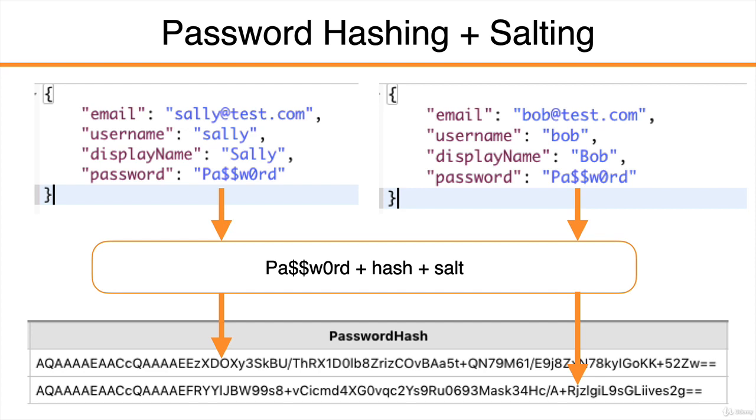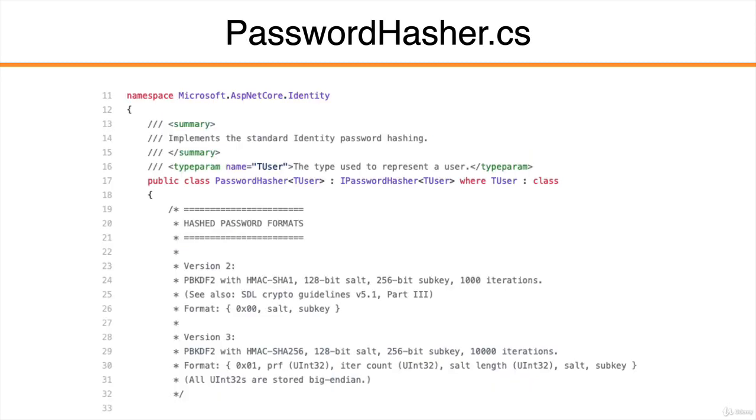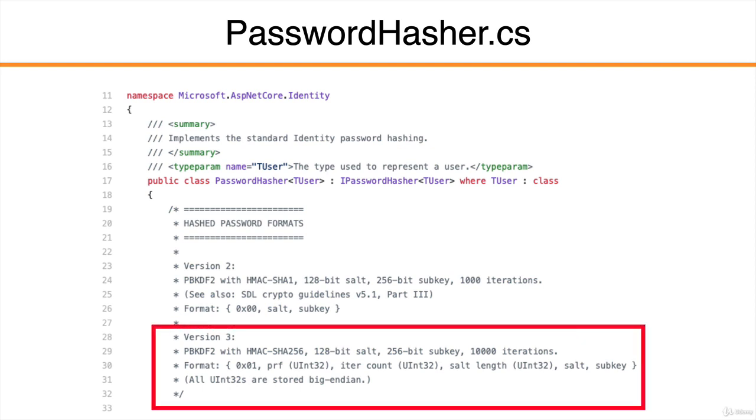They wouldn't be able to work out that Bob and Sally have got the same password just by looking at the password hash. So when it comes to salting our password, the identity system uses a password hasher, and it iterates over the salt 10,000 times. So that makes it an order of magnitude more difficult to go and get the unencrypted version of the password. So you can consider this safe enough for our type of application.